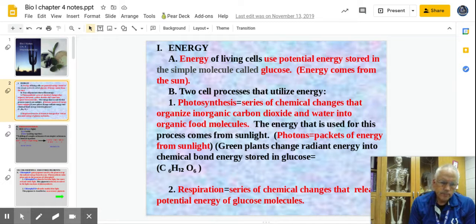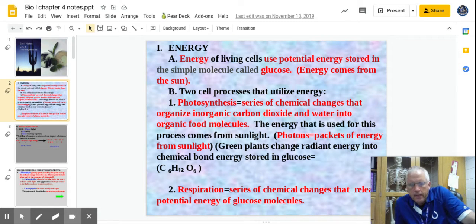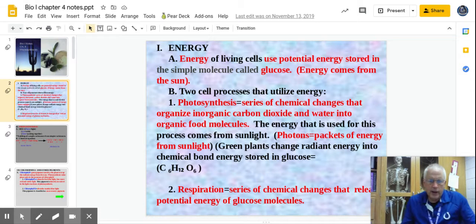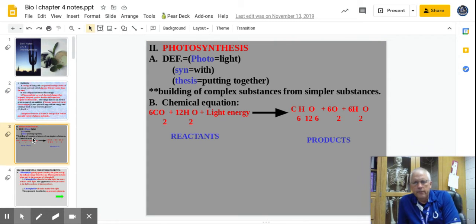Now, the other process that utilizes energy is what we do, and that's respiration, which is a series of chemical reactions that change or release that potential energy in glucose. We'll get to that next chapter, so I'm not going to spend a lot of time on that right now. What I want to just dive right into is the process called photosynthesis.